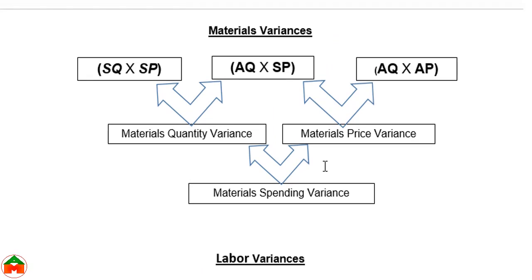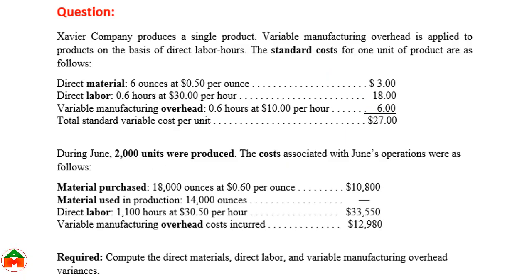But for doing the math, you have to keep in mind that quantity and hour are for the total amount, while price and rate are per unit. So we have seen the formulas. Now we are going to apply those formulas to solve a problem. Here is a question. We will find out the variances from this question, and I am going to show the amounts in the math.